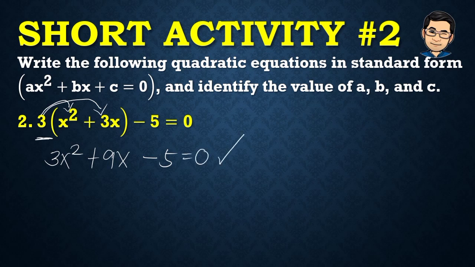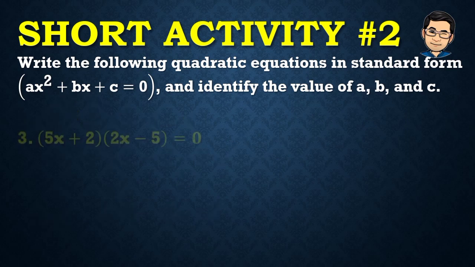So ito yung standard form ng equation natin ngayon. Now, what is a? a is equal to the numerical coefficient of x squared, that is 3. b is equal to 9. And then c, our constant term, that is negative 5. Let's solve the last equation.